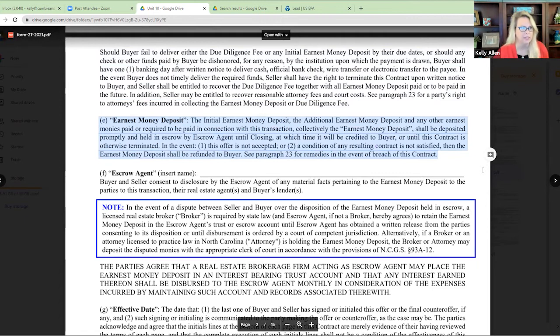Earnest money deposit as defined. The initial earnest money deposit, the additional earnest money deposit, and any other earnest monies paid or required to be paid in connection with this transaction, collectively called earnest money deposit, shall be deposited promptly and held in escrow by escrow agent until closing. Now, interesting that it says promptly. There are rules about that. And in the part of your book called Appendix A, there's a whole section on trust money and how we're going to handle trust monies. I wish I had that page memorized.